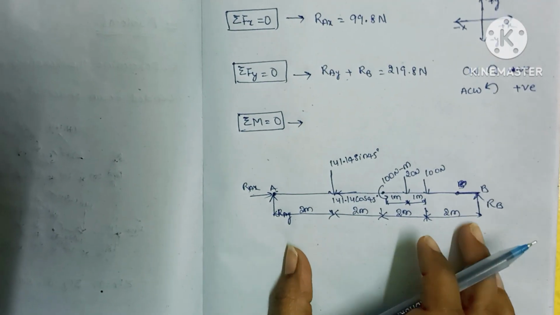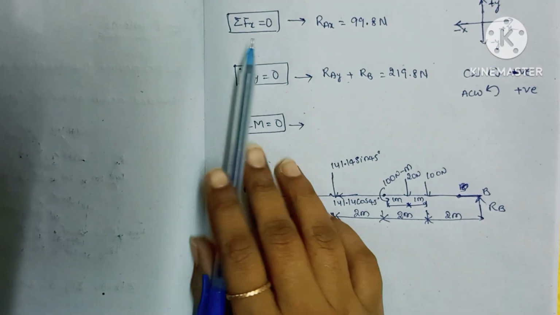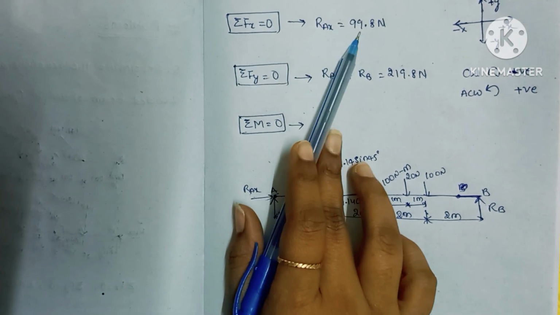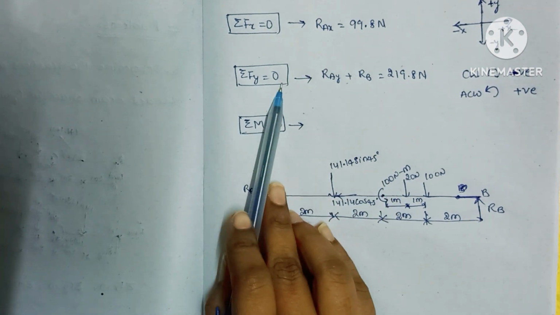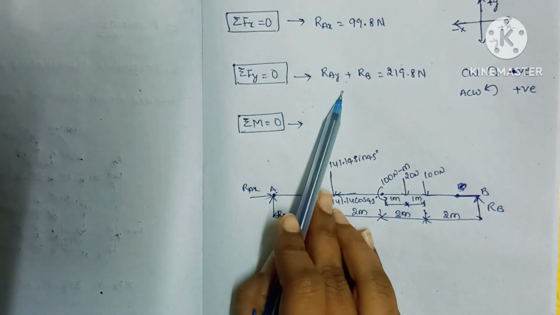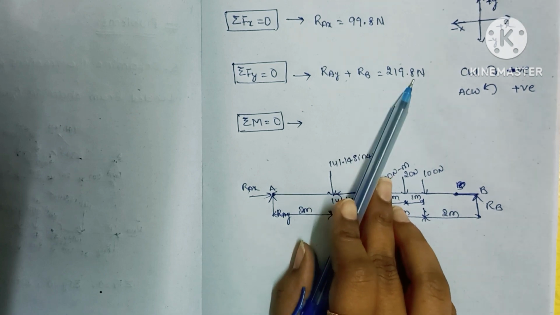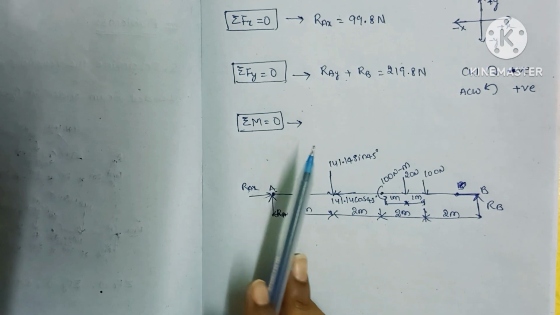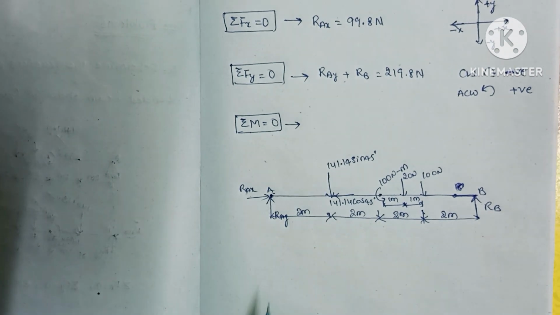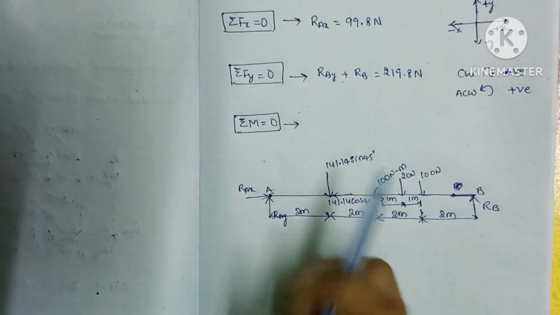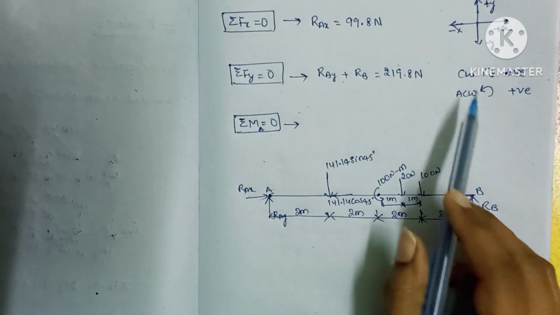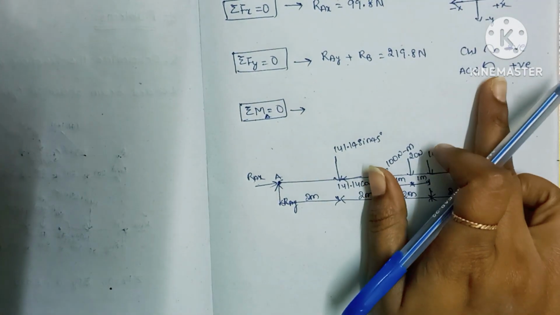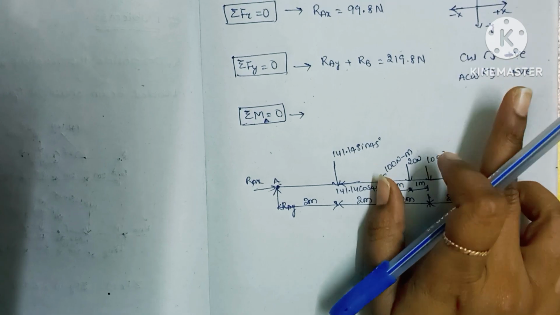So I redraw the diagram here. From sigma Fx equal to 0 we got the RAX value as 99.8, and from sigma Fy equal to 0 we got RAY plus RB equal to this value. Now we are going to see sigma moment equal to 0. I am taking moment about point A. We know that clockwise is negative, anti-clockwise is positive. These signs we have to remember while solving the problem.